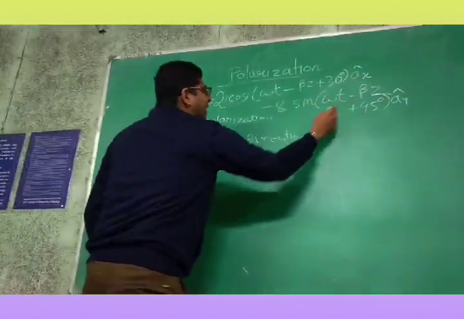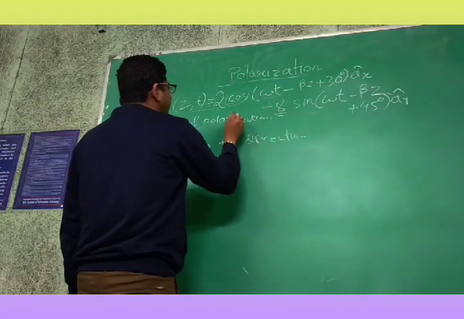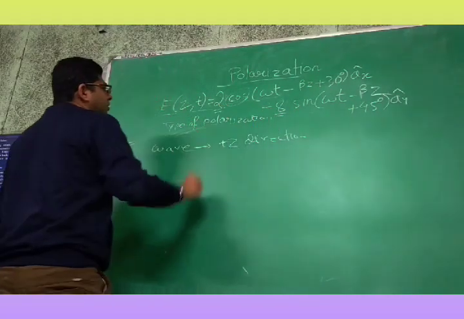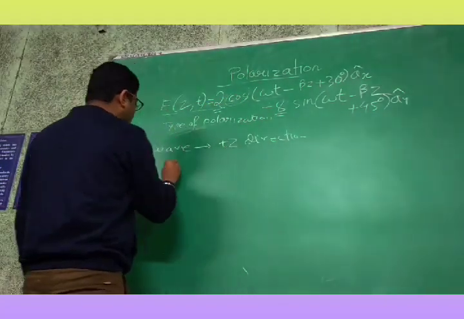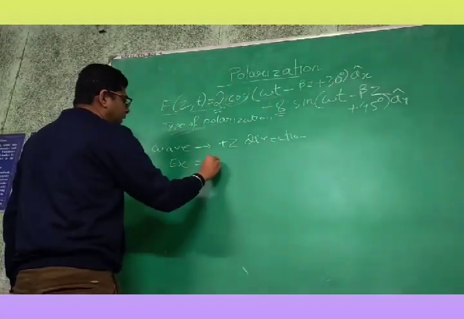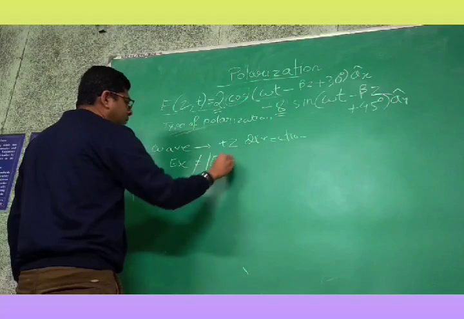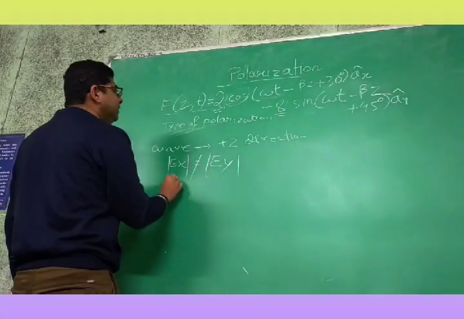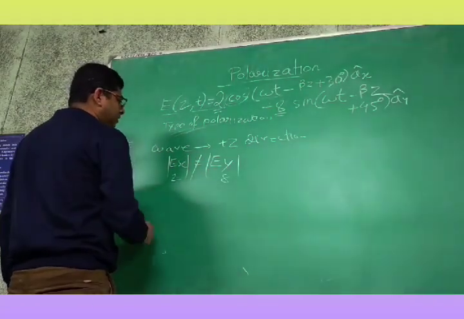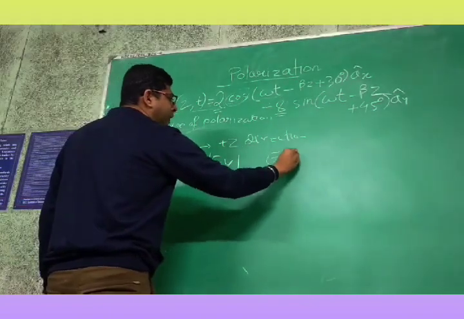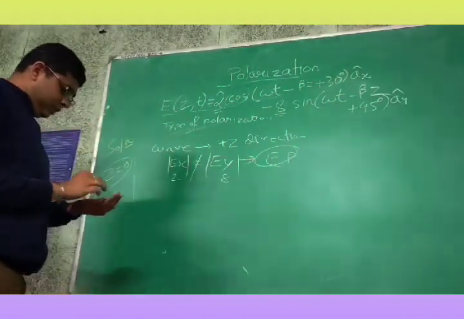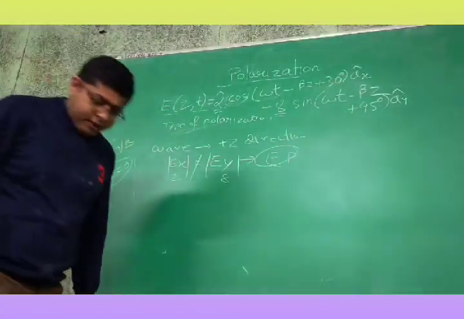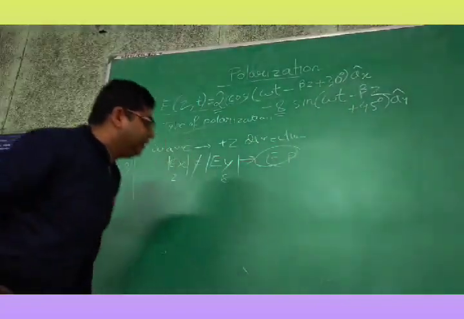Even if we have changed this angle, there will be no effect on the magnitude. So this is the x component, this is the y component, this is 2, this is 8. So Ex and Ey, the magnitudes are different. This is 2, this is 8. So this is elliptical polarization. Directly you can say.